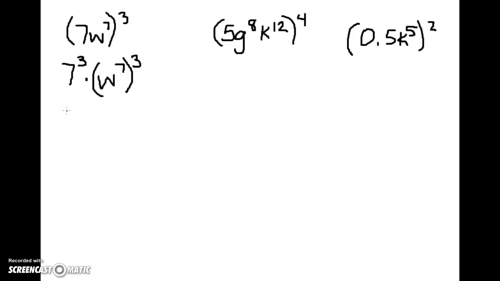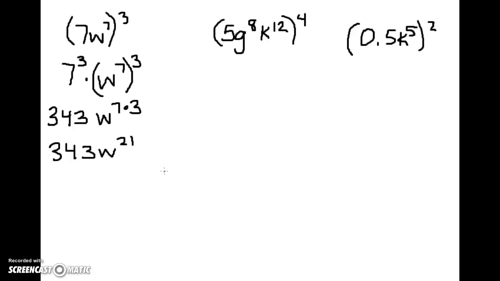7 to the 3rd power gives me 343. That's 7 times 7 times 7. Now w to the 7th to the 3rd power is a power of powers property, meaning we can take our powers and multiply them together. So this becomes 343 times w to the 21st power, because it's 7 times 3. We're not adding them because they're right next to each other. There's no base in between the exponents, so we're multiplying them.